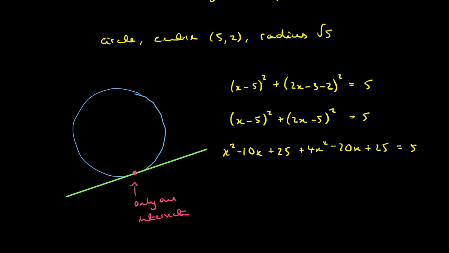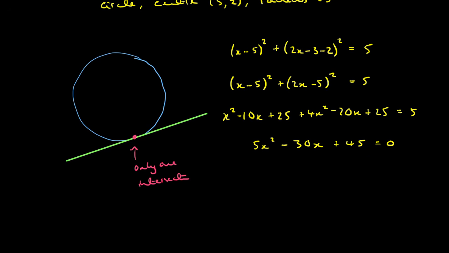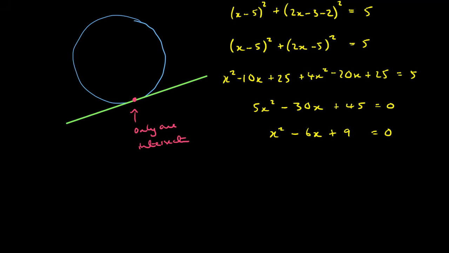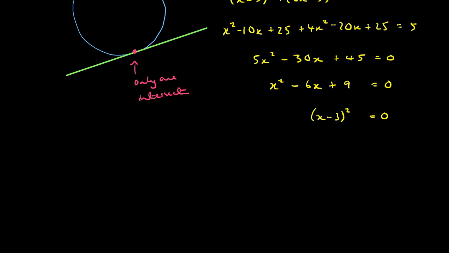And collecting all the terms, 5x squared minus 30x plus 25 is 50, minus 5 is plus 45, is equal to 0. And then we can divide through by 5: x squared minus 6x plus 9. And lo and behold, that factorizes to be x minus 3 squared. And so what does that mean? It means we've just got one point of intersection only, which is that x is equal to 3. So only one intersection, and that is when x is equal to 3, right? So that's the point of intersection.